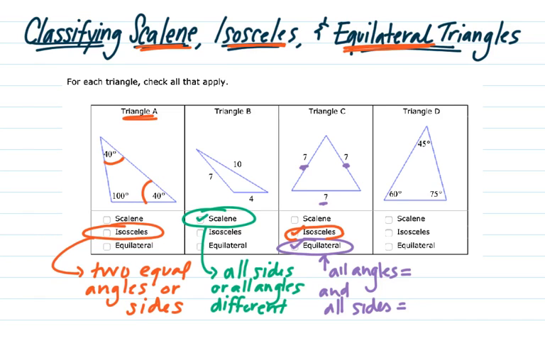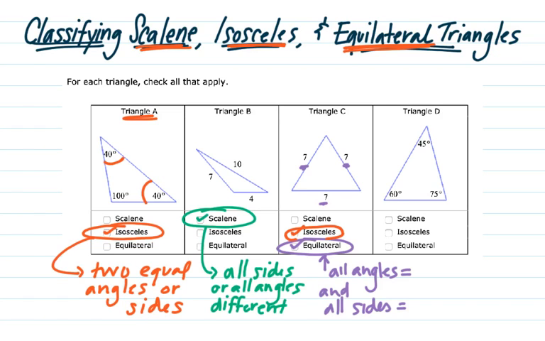Why? Because to be an isosceles triangle, you just need 2 sides equal, or 2 angles equal. And an equilateral triangle will have all three equal. So, of course, it also has two equal. So it's both isosceles and equilateral.